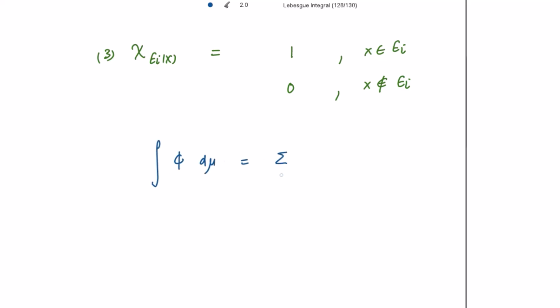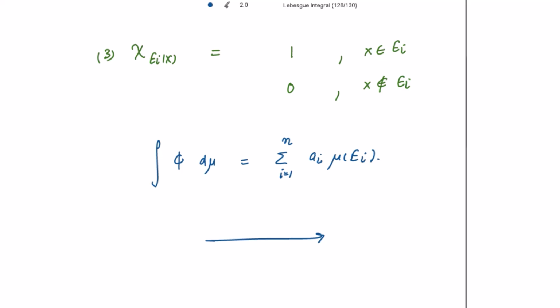And third, what is chi ei? It is the characteristic function which is equal to 1 for x belonging to ei and is equal to 0 if x does not belong to ei. And the definition for the integral of this simple function is equal to the finite summation of the product ai multiplied with the measure of ei, right?